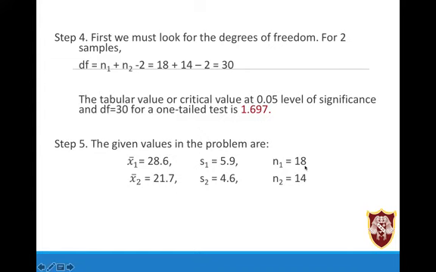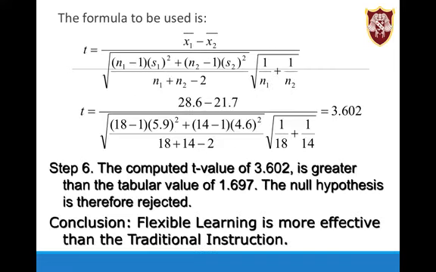N sub 1 is 18, so this is the sample size for the first group. And then for the second group, we have 14. So since we have two samples, we use this formula for t-test, no? Because we are comparing the two samples with one another. The first formula under t-test is when you compare a sample from a population, okay?